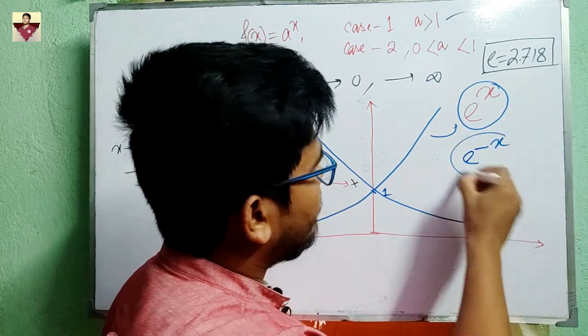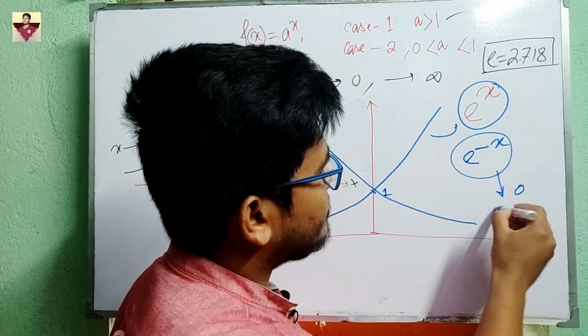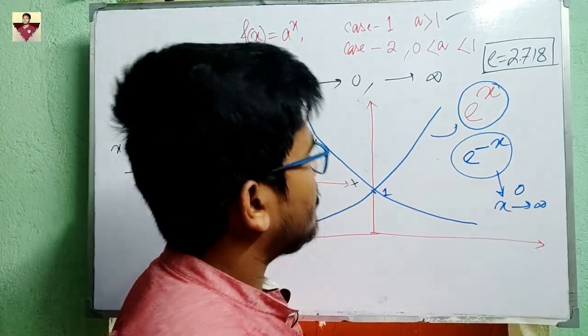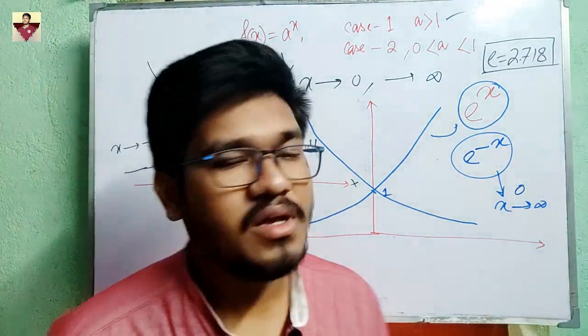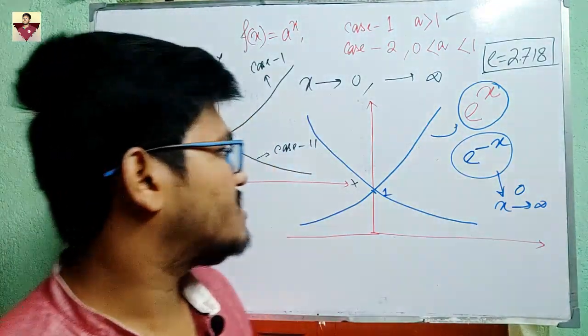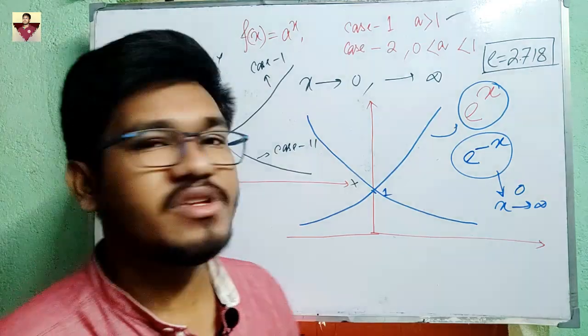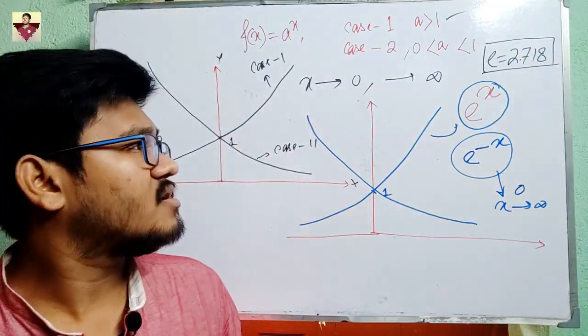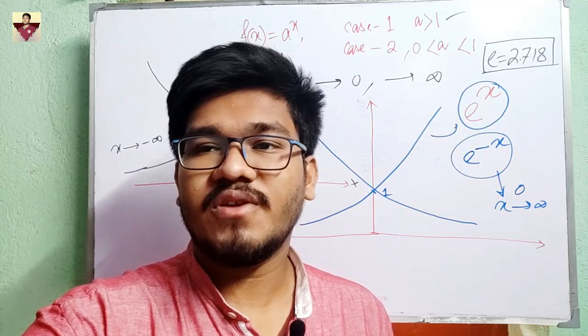So the function will die to 0 as x tends to infinity, and it will diverge for values of x less than 0. As simple as that. This is the basic exponential function. You must be knowing all these graphs. Now let's get deeper.